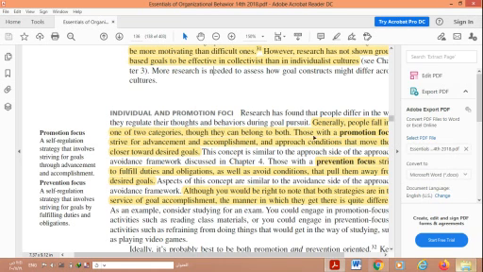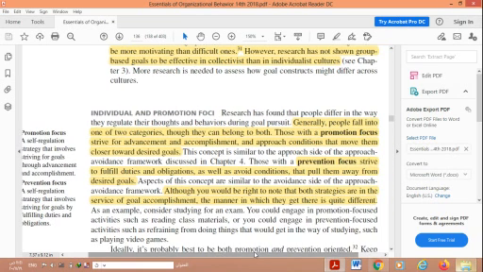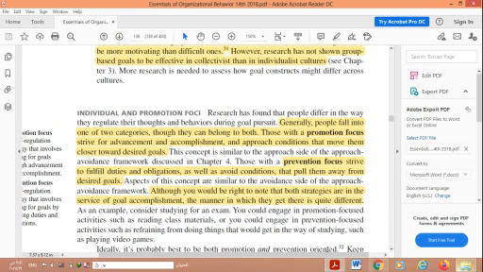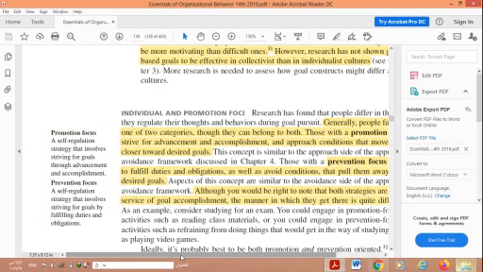So the promotion focus strives for advancement and accomplishment or achievement, and it is an approach condition that moves them closer toward desired goals, while the prevention focus strives to fulfill duties and obligations as well as avoid conditions that pull them away from desired goals. So again, people fall into one of two categories. The first one, the promotion focus. The second one, the prevention focus.